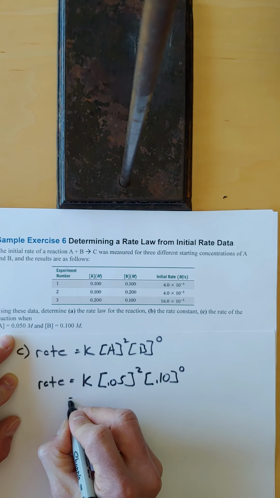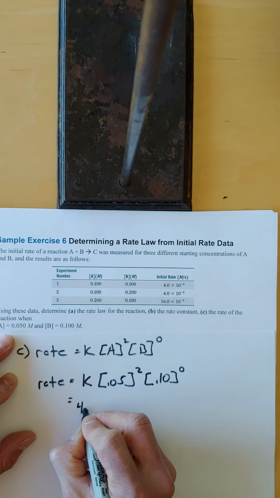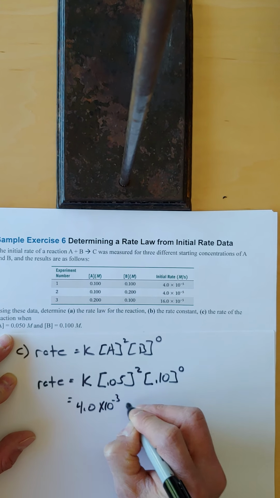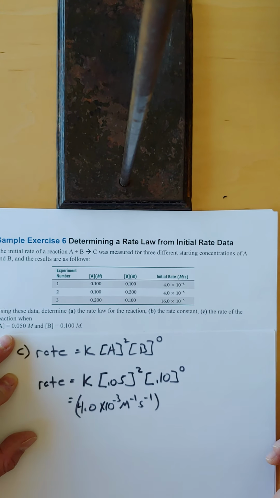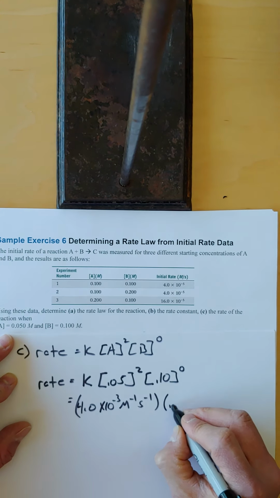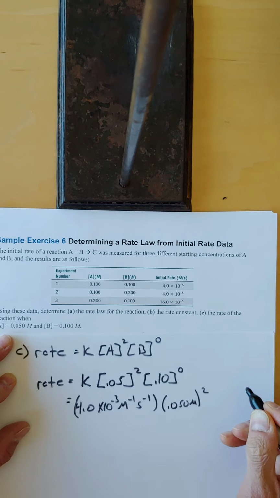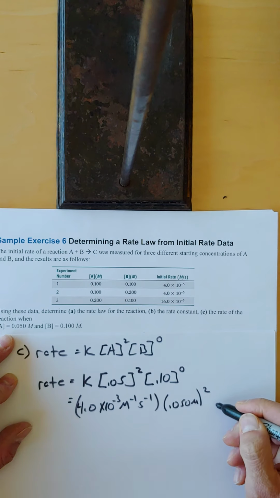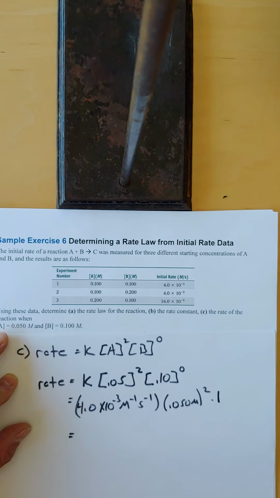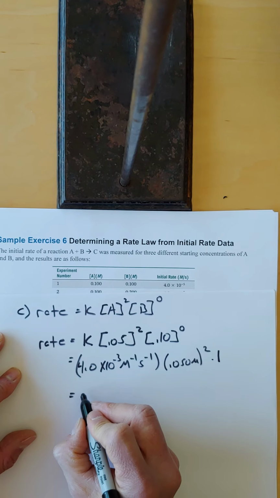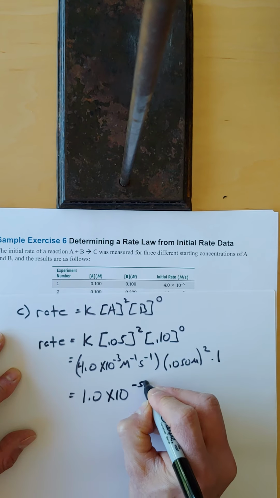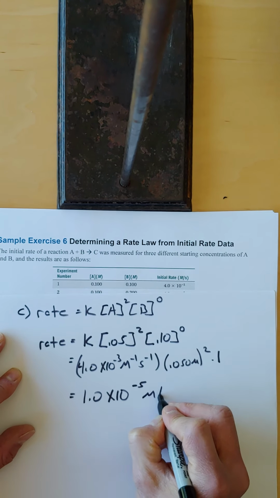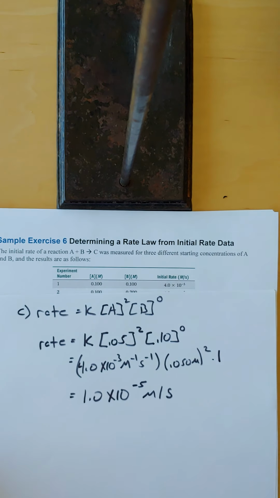And again, k we determined. So this is going to be 4.0 times 10 to the negative third molarity to the minus 1 seconds to the minus 1 times my concentration, 0.050 molar squared, and 0.1 to the 0 is just times 1. So I multiply this out, and I get a rate of 1.0 times 10 to the negative fifth molar per second. So that would be the rate of my reaction.